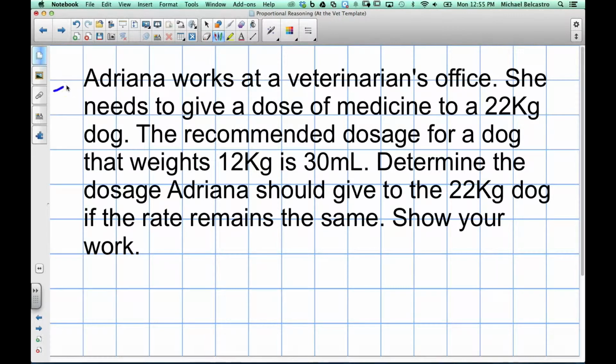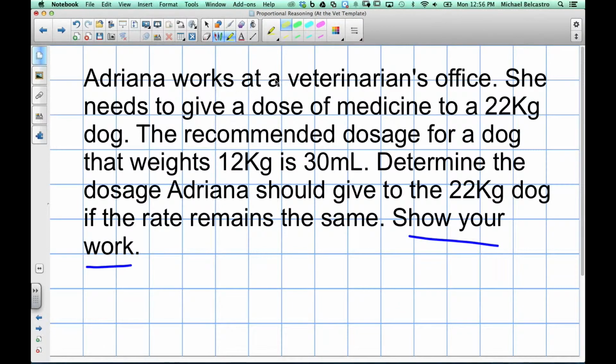Okay, so here's our question. We'll read through it once, and then the second time we'll read it through and highlight what we think is important. Adriana works at a veterinarian's office. She needs to give a dose of medicine to a 22-kilogram dog. The recommended dosage for a dog that weighs 12 kilograms is 30 milliliters. Determine the dosage Adriana should give to the 22-kilogram dog if the rate remains the same. And then finally show your work.